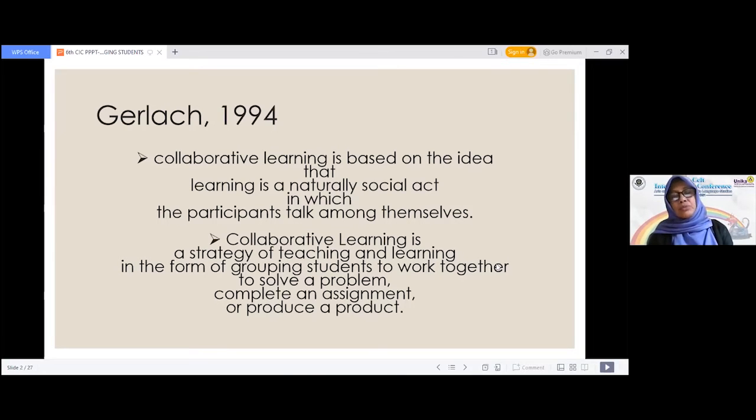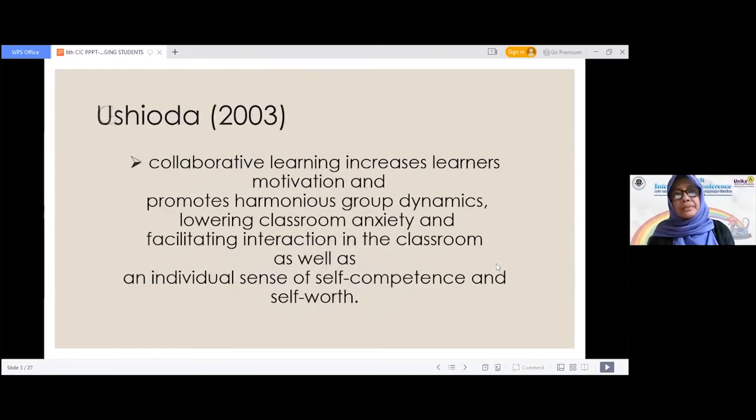Collaborative learning is a strategy of teaching and learning in the form of grouping students to work together to solve a problem, complete an assignment, and also produce a product. The idea was supported by Uchida 2003, who stated that collaborative learning increases learners' motivation and promotes harmonious group dynamics, lowering classroom anxiety and facilitating interaction in the classroom, as well as an individual sense of self-competence and self-worth.